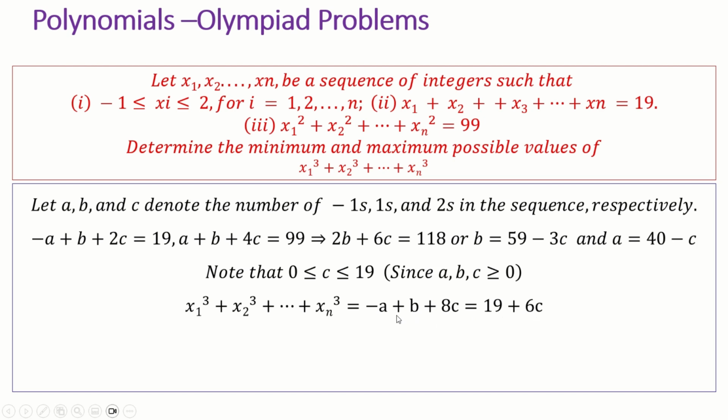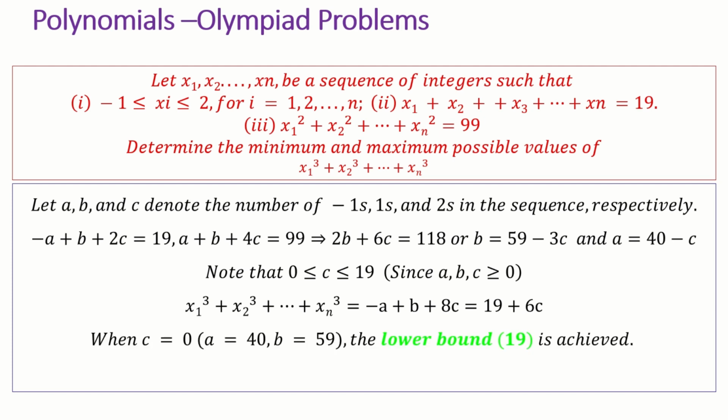How did I come to this? I just replaced A and B with the C definitions here. B is 15 minus 3c and A is 40 minus c. If I replace this and simplify, I'll get 19 plus 6c. Now I know the range of C, that is 0 to 19.